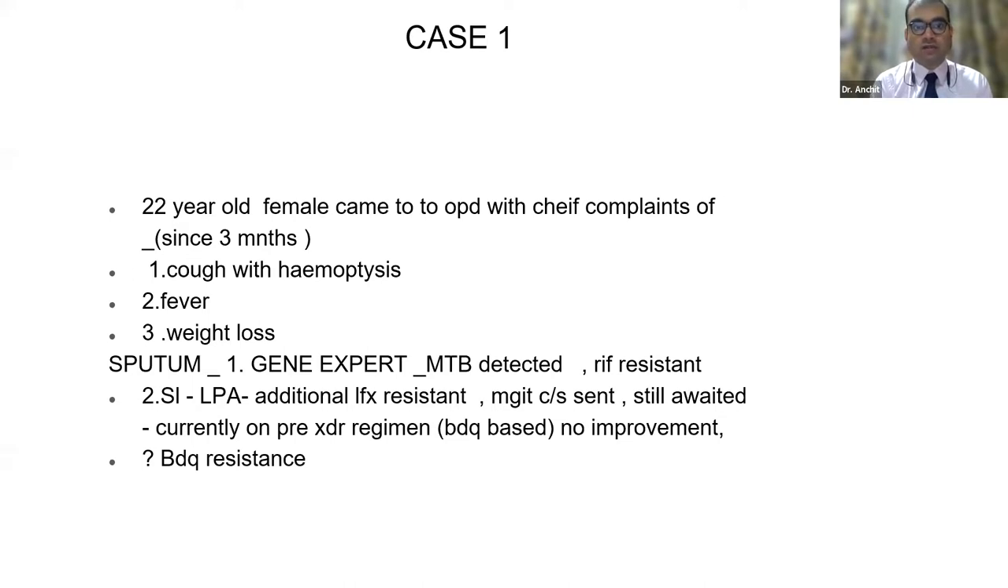There was one patient, a 22-year-old female, who came to me with the complaints of cough with hemoptysis, fever, and weight loss. The sputum was done. The GeneXpert showed MTB detected, rifampicin resistant. And because it was a rifampicin resistant case, I had to send the patient for first-line LPA and second-line LPA and liquid culture DST. And the second-line LPA showed additional levofloxacin resistance. That report came to me, and MGIT had obviously been previously sent.